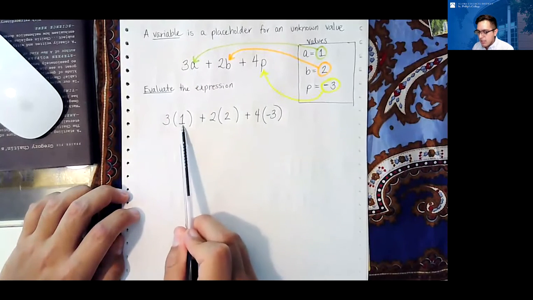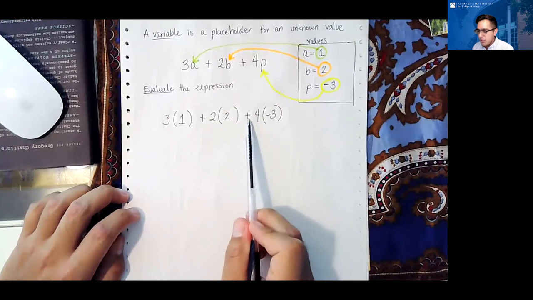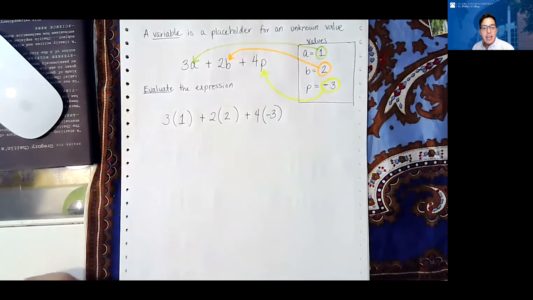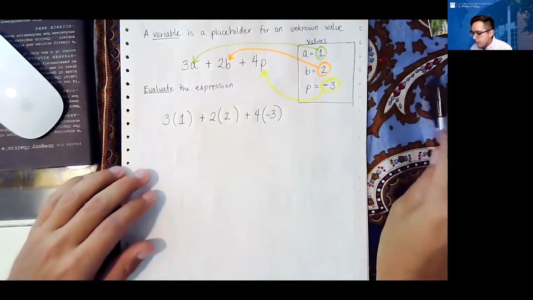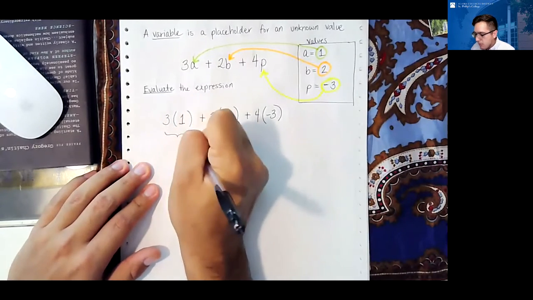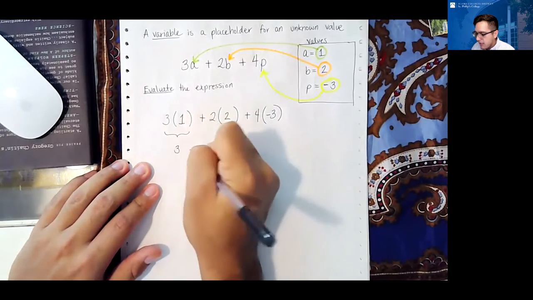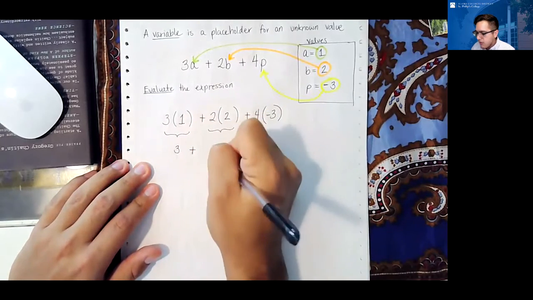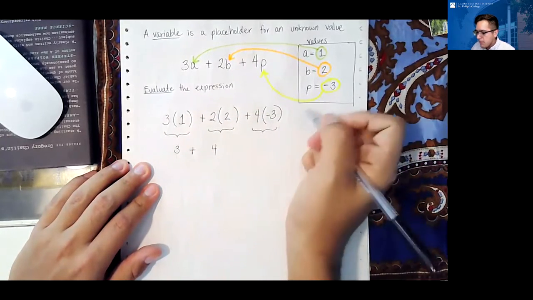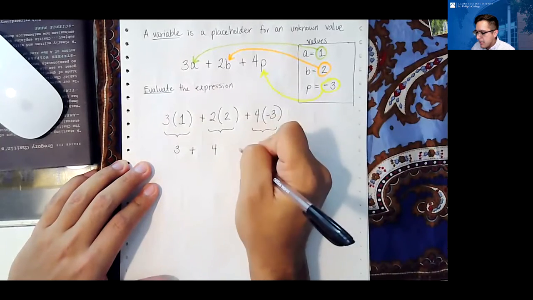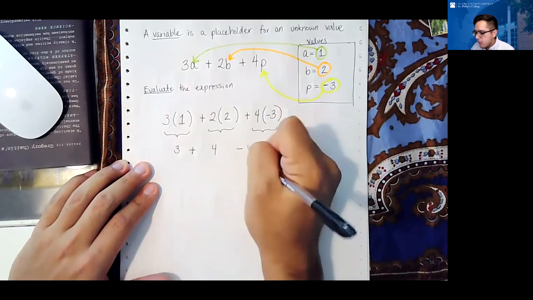3 times 1 plus 2 times 2 plus 4 times negative 3. Now that we have a purely numeric expression, we can use our order of operations, simplify each of the little parts, and then get our single numeric answer. So we should be able to multiply 3 times 1, get 3. 2 times 2 gives us 4. 4 times negative 3 should be negative 12.